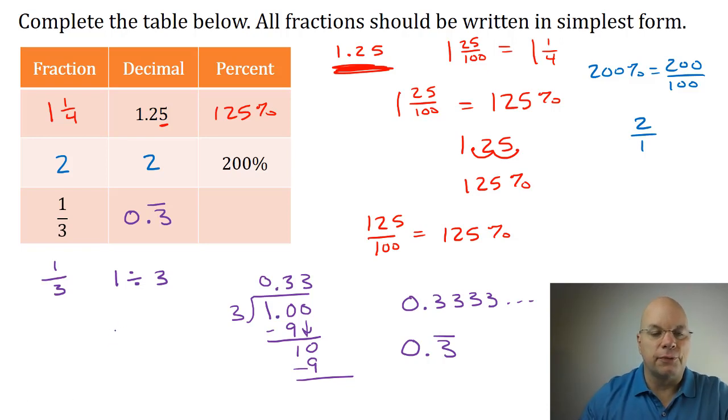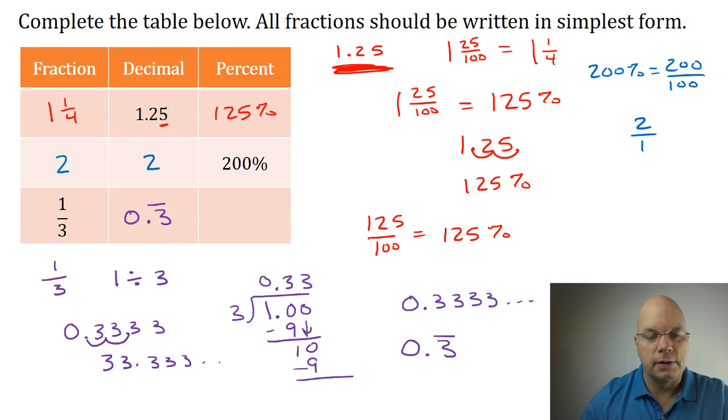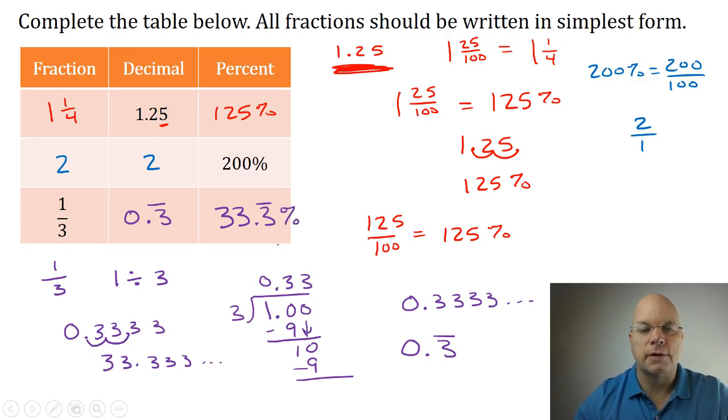And then if we look at our standard form of a number, and then we multiply by 100, that will be 33.333. That's the percent. 33.3%, and that 3 is repeating forever.